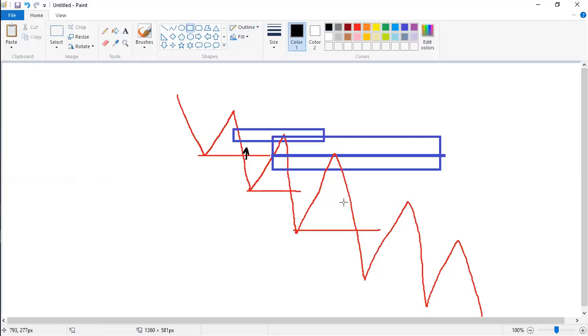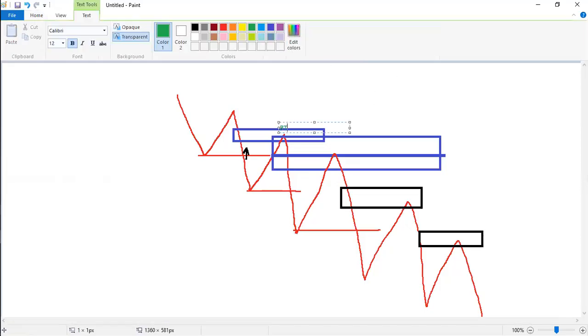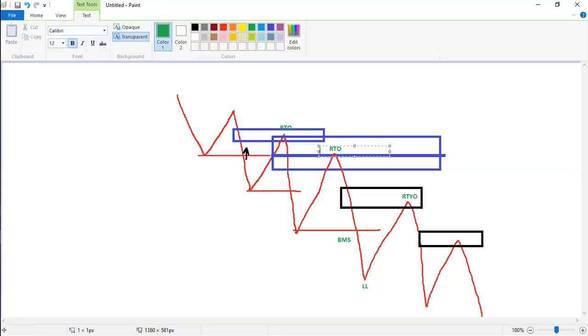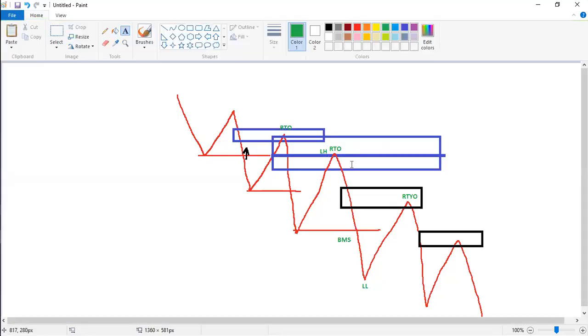So all of these are return to order block. With the return to order block, you write it right here. That's where you write it. Return to order block. This was the BMS. This was the lower low. This was also the last lower high. So it's a lower high and also a return to order block.